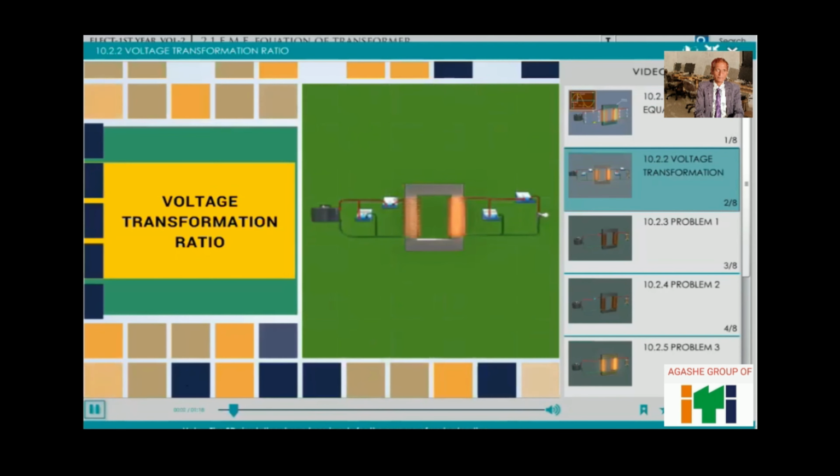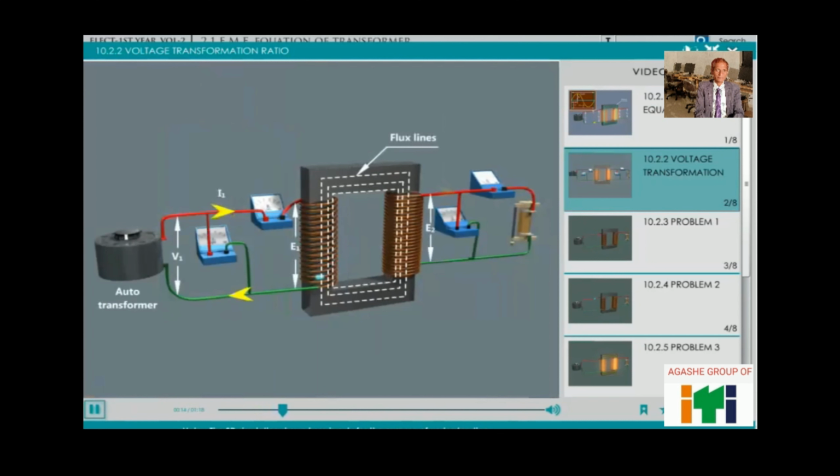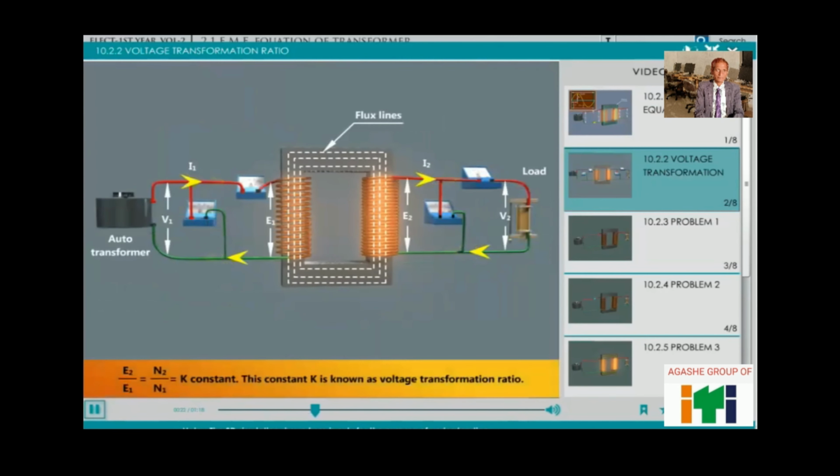Voltage transformation ratio. We are going to see the transformation ratio of the transformer. Let us consider an autotransformer, flux lines, load. E2 by E1 is equal to N2 by N1 is equal to K, a constant. This constant K is known as the voltage transformation ratio.